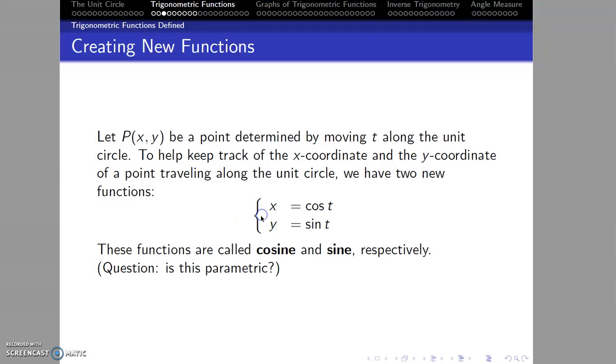And I have this bracket here because I want us to ask this question. Is this a parametric equation? And the answer, well, forget about the answer. We'll come around to this eventually. This is a question that you can bury and probably even forget about with no real issue for a very long time. But x coordinates we're now going to call cosine of t, and y coordinates we're going to call sine of t.